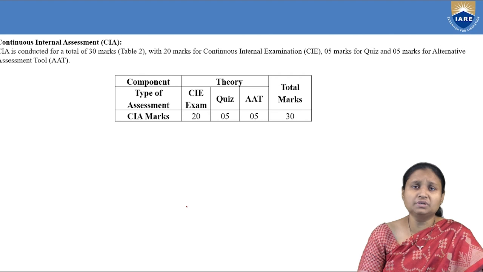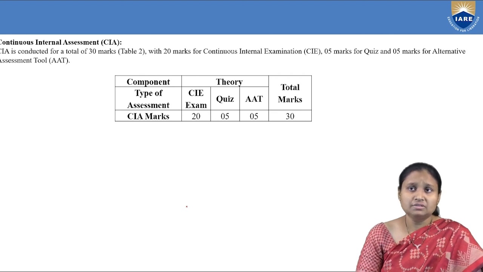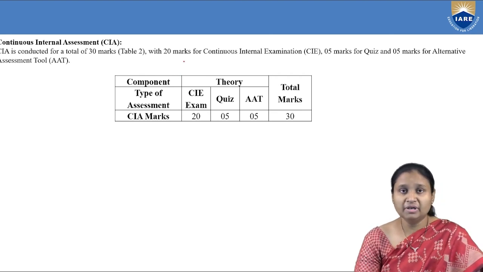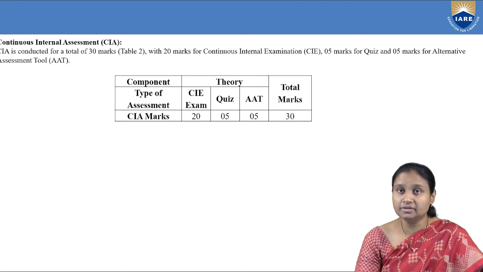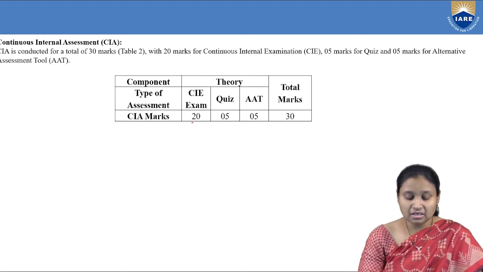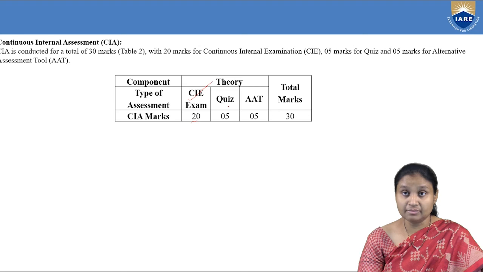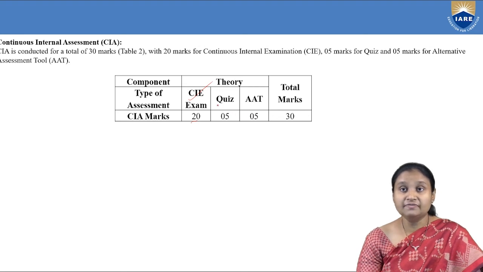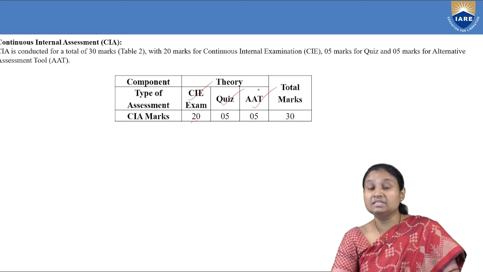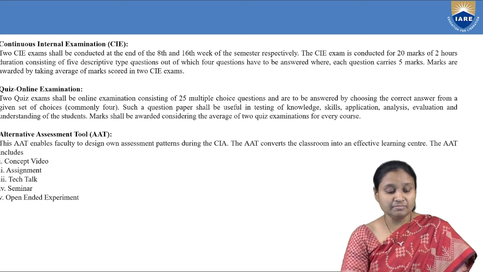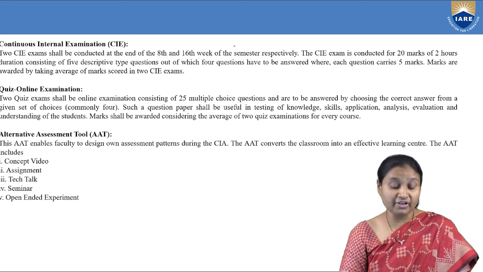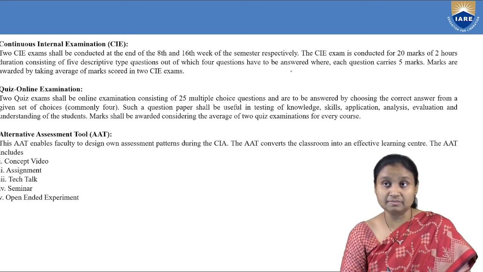And then coming to continuous internal assessment, we can take the average by conducting 2 continuous internal examinations, or we can conduct each internal examination for 10 marks and then add to make it 20 marks. That is the continual internal examination. And then the remaining 10 marks: 5 marks are for quiz examination, and 5 marks are for alternative assessment tool. The CIE exams will be conducted at the end of the 8th and 16th week of the semester respectively.